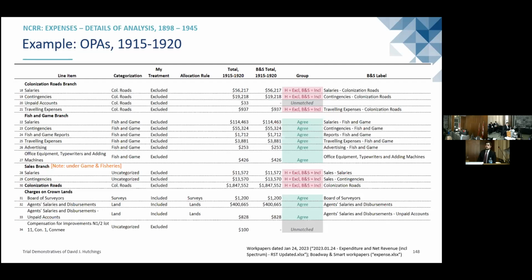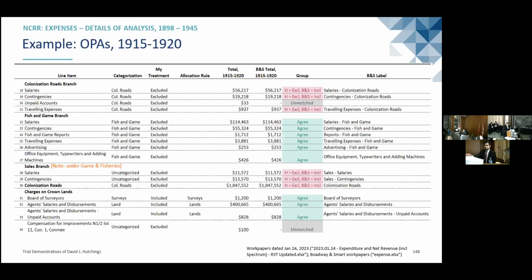Thank you. The next 2 line items fall under the sales branch, salaries and contingencies. So you've got a reference there, note under game and fisheries. Yes, so the sales branch is in the Department of Game and Fisheries. I have an example in the next slide to highlight it. So for that reason, I excluded it. Professors Bodwin and Smart included. Again, it falls under the sales branch. The branch isn't labeled fish and game.